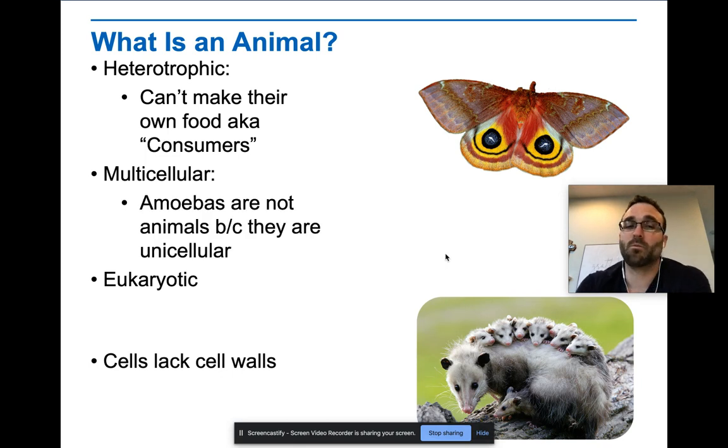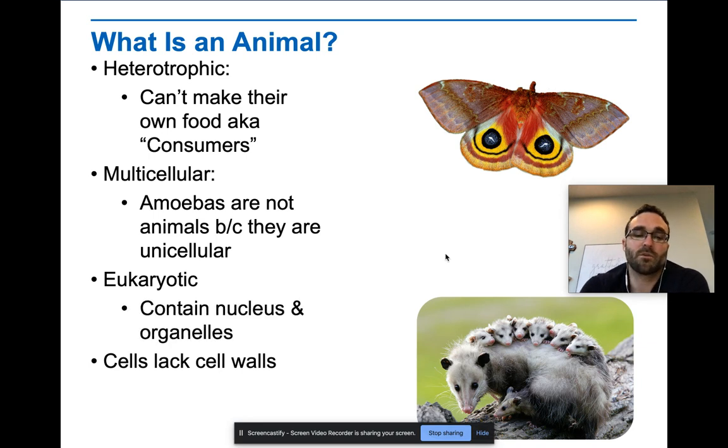Okay, so when we looked at amoebas under the microscope, although they looked like little tiny animals, they were unicellular and they are not considered animals. They were definitely part of the protists. And then eukaryotic. So we are in the domain eukaryote, kingdom animal. And I'll show you a little family tree in just a second. But remember, eukaryotes contain nuclei. Prokaryotes, such as archaea and bacteria, do not have a nucleus or specialized organelles.